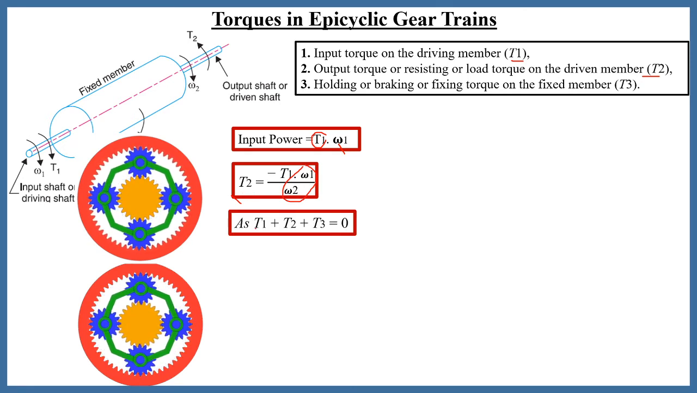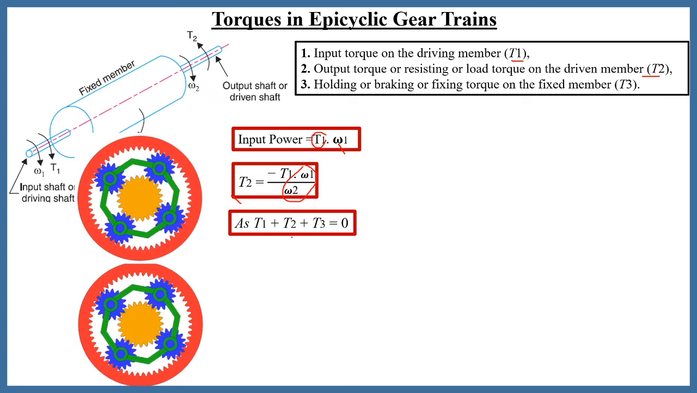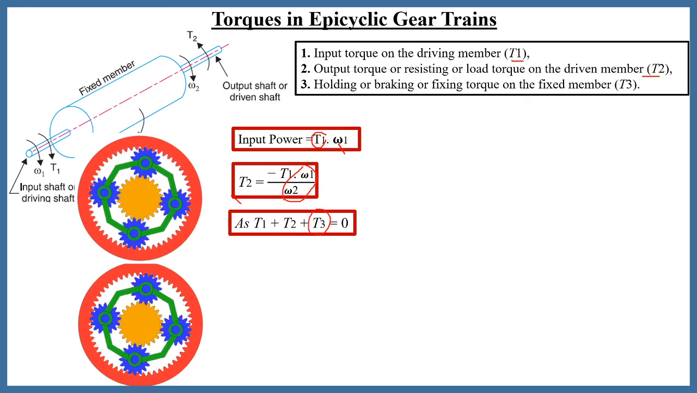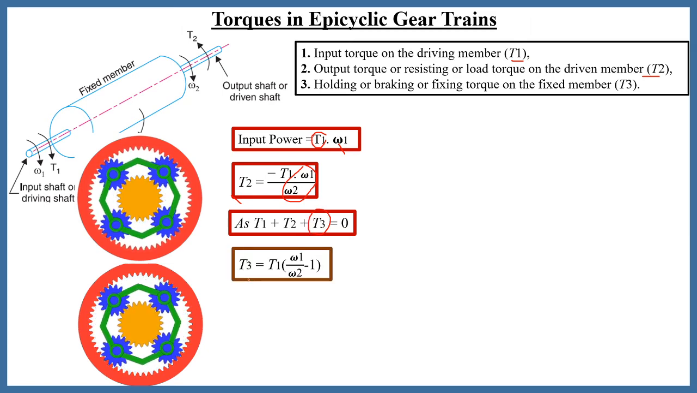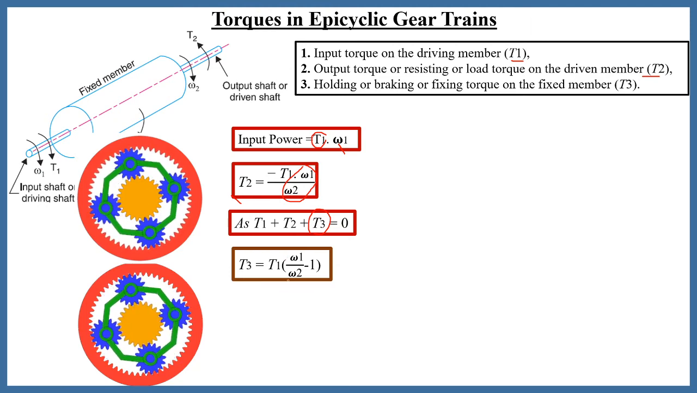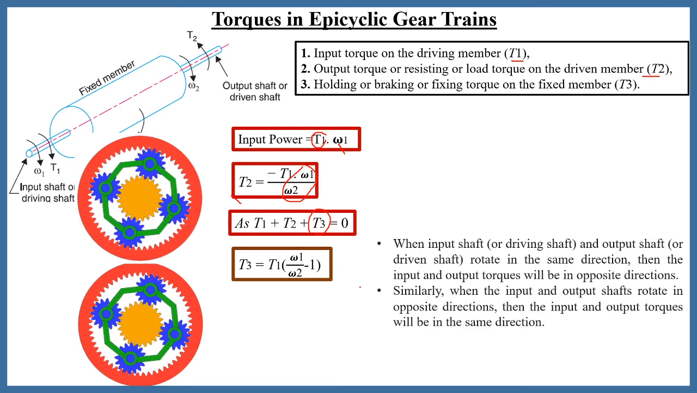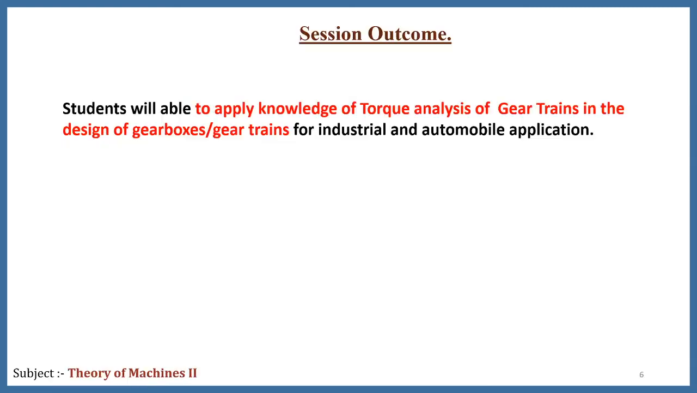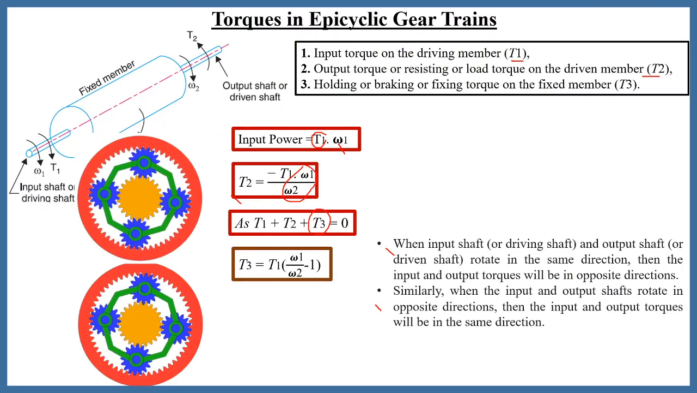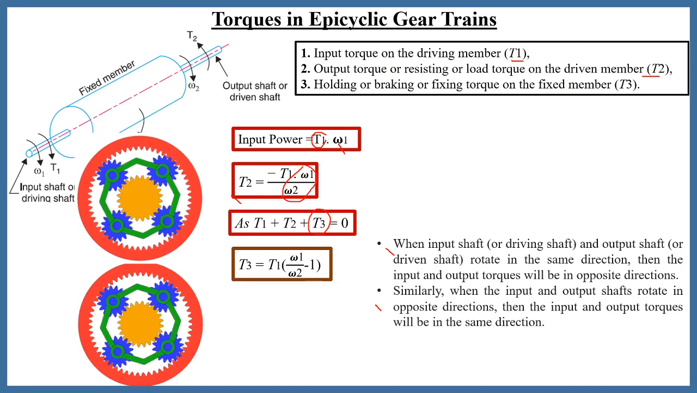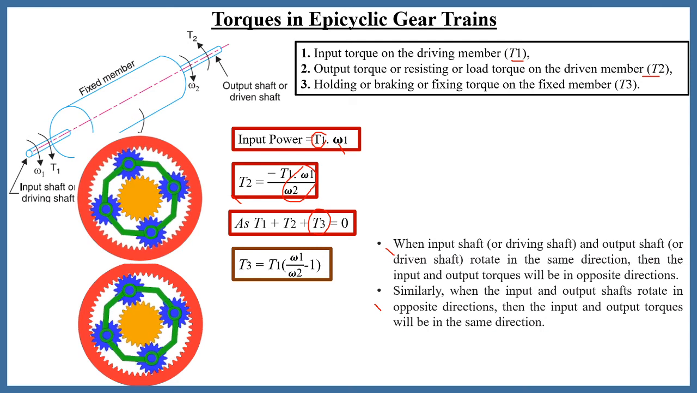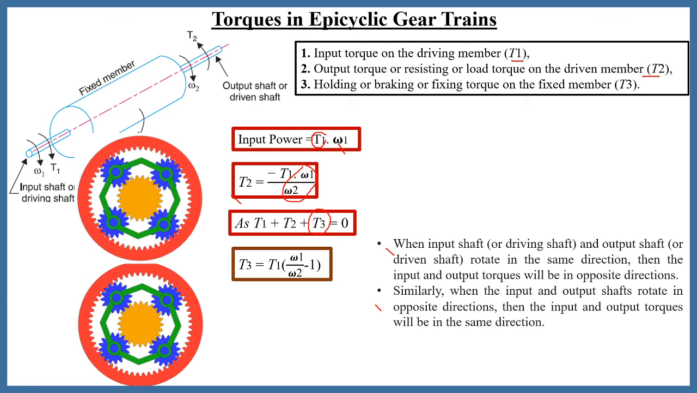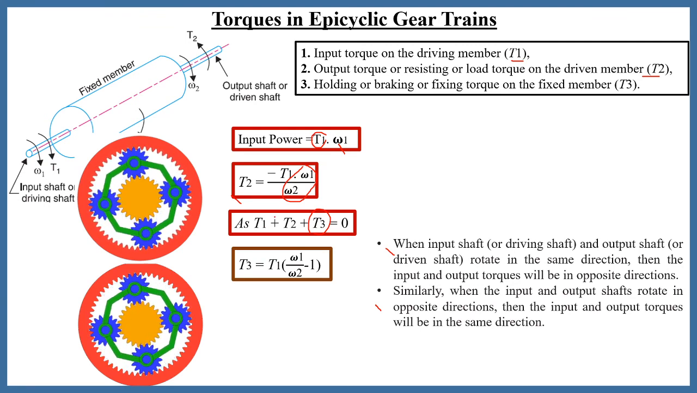Now we have the third equation, T1 plus T2 plus T3 is equal to 0. Using this also you can find out T3, or by putting this T2 in this equation you can find out T3 is equal to T1 into bracket omega 1 upon omega 2 minus 1. That we already studied, why they are in the positive and the negative direction. In this way we can find out the fixing torque or the holding torque, that means how much torque is held by this member, by using this torque analysis.